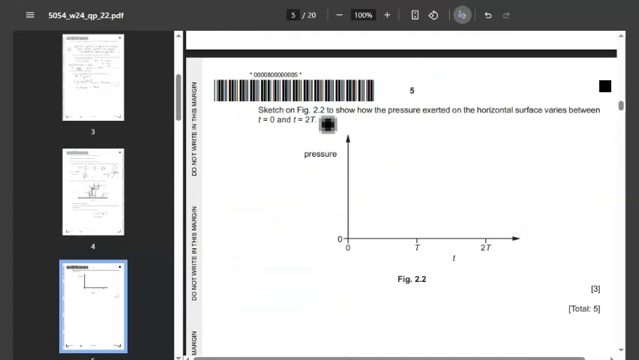Sketch on figure 2.2 to show how the pressure exerted on the horizontal surface varies between t is equal to 0 and t is equal to 2 capital T. So we have to show the graph of how the pressure on the horizontal surface was varying between t is equal to 0 and t is equal to 2T.